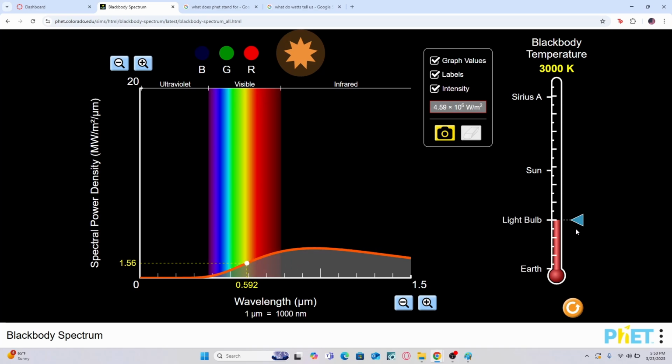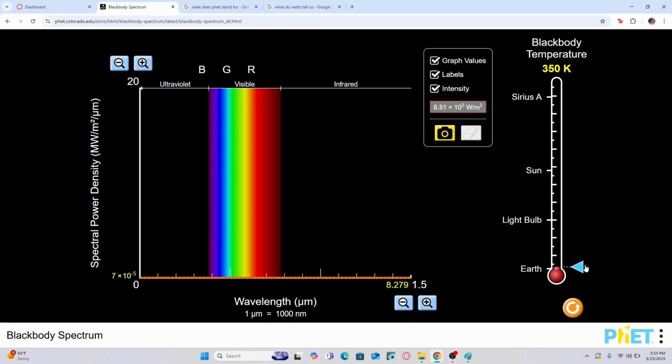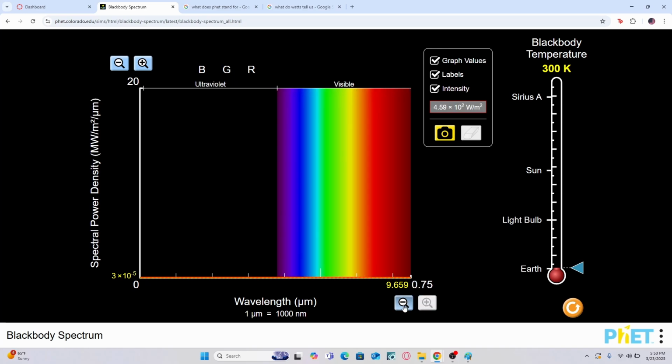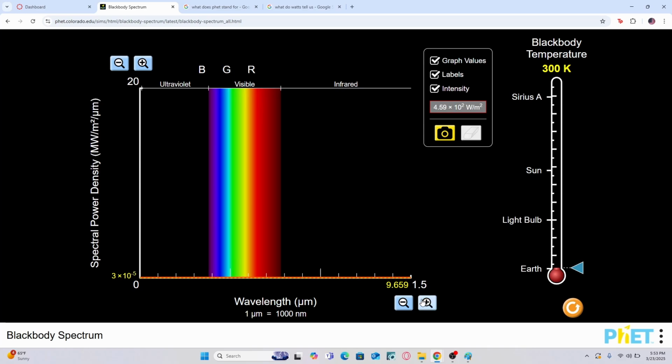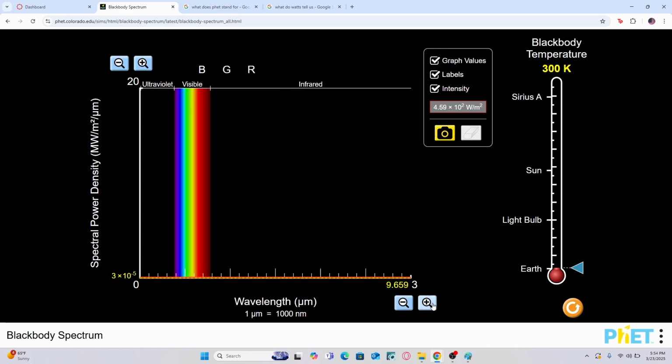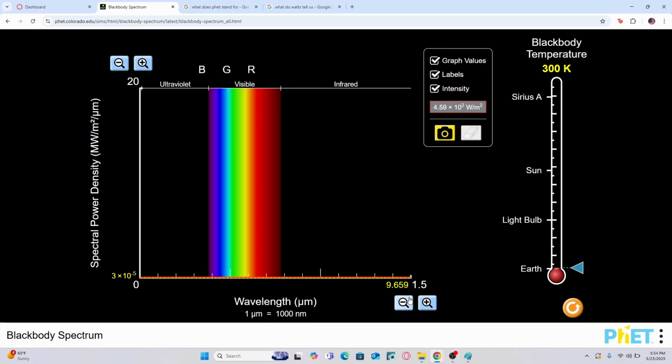Anyways, let's see what Earth looks like on the spectrum, just out of curiosity. And you might expect the spectral power density for Earth to be 0. But it's telling us that at 300 Kelvin, which is 27 degrees Celsius, where is this peak? You can't even see it. But it's a very high wavelength, 9,659 nanometers. That's the wavelength.